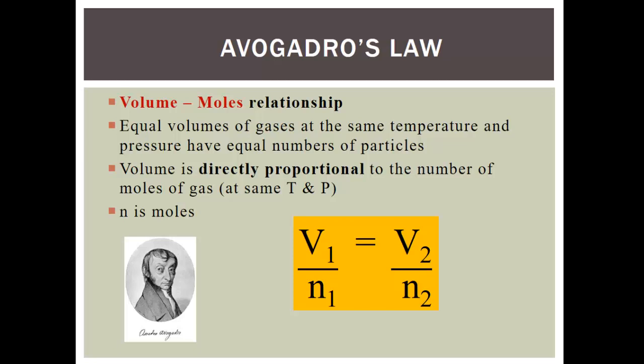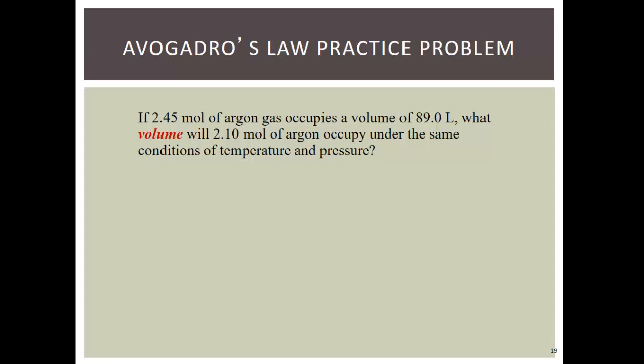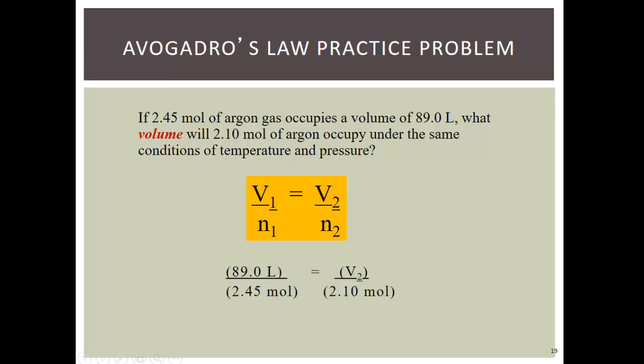So let's do a quick problem with this. If we have 2.45 moles of argon, it occupies a volume of 89.0 liters. What volume will 2.10 moles of argon occupy under the same temperature and pressure? So we are decreasing our number of moles. We set up our equation and plug in our numbers. Volume 1 is 89, our N1 is 2.45, we're searching for V2, and we know our N2 is 2.10 moles. If we put our numbers in and solve for V2, we end up with 76.3 liters.